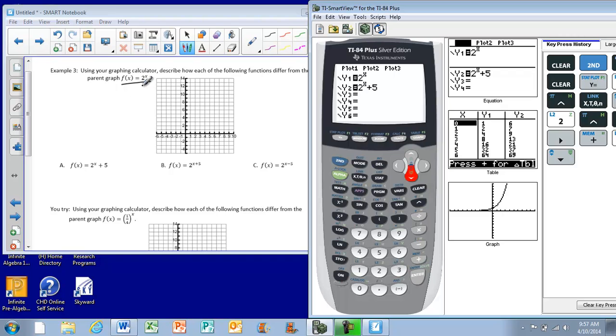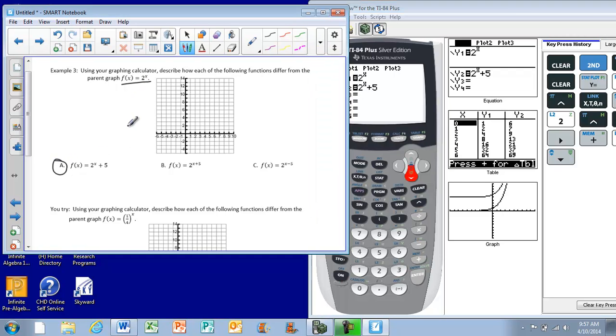So we're going to be comparing our parent graph with A. This first one that we did, the bottom one, is our parent graph. Our parent graph is always going to look something like this. So what is A? 2 to the x power plus 5. Well, it's going to be shifting up 5 units.